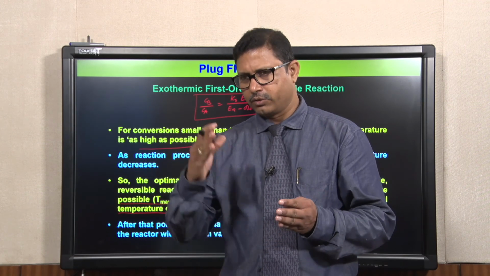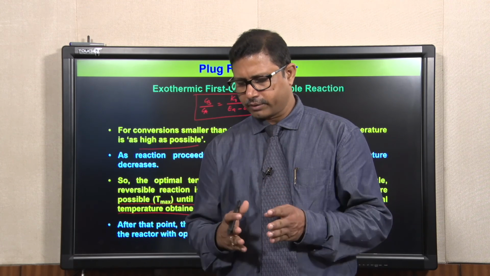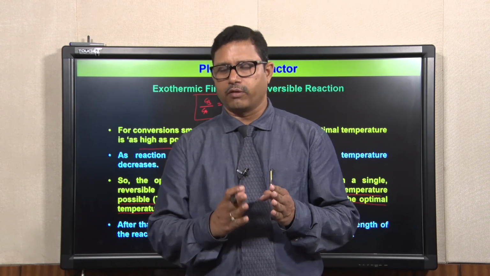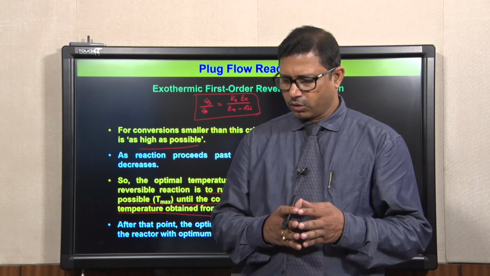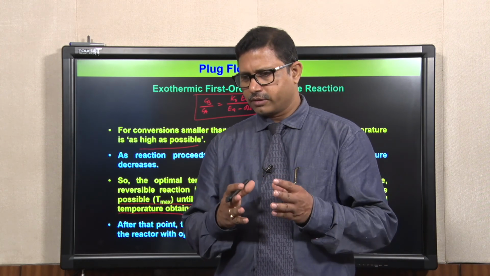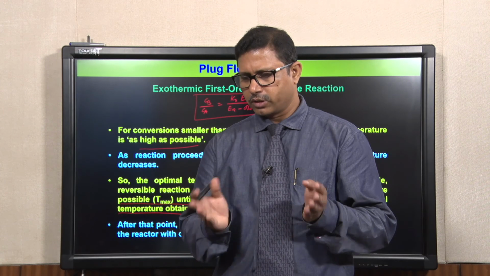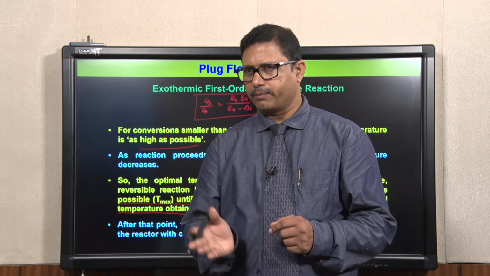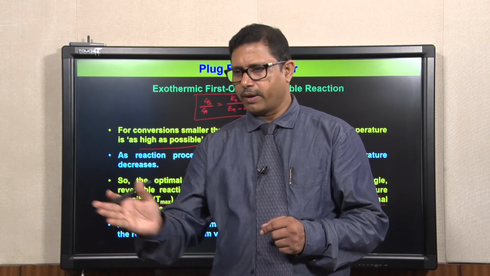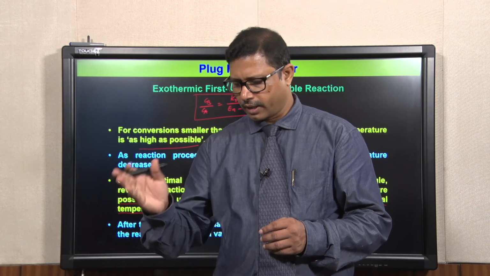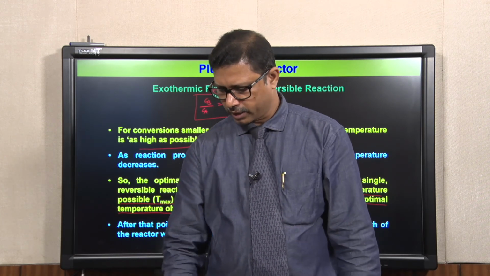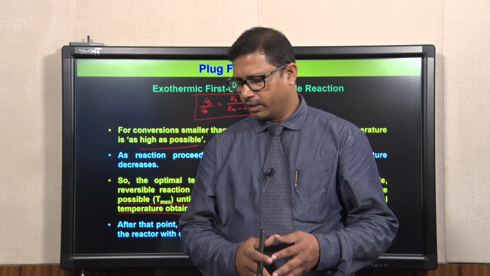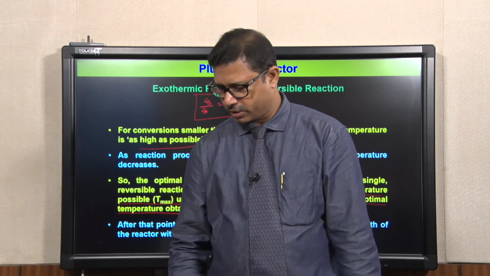So, initially we need to keep the temperature at the inlet of the reactor as high as possible, because at that point the conversion is low, and so we need the reactions to be as fast as possible. So, the reactions complete in a smaller time, and then we decrease the temperature as the reactant passes through the length of the reactor. So, the optimum temperature from point to point we can obtain from the optimum temperature profile equation.